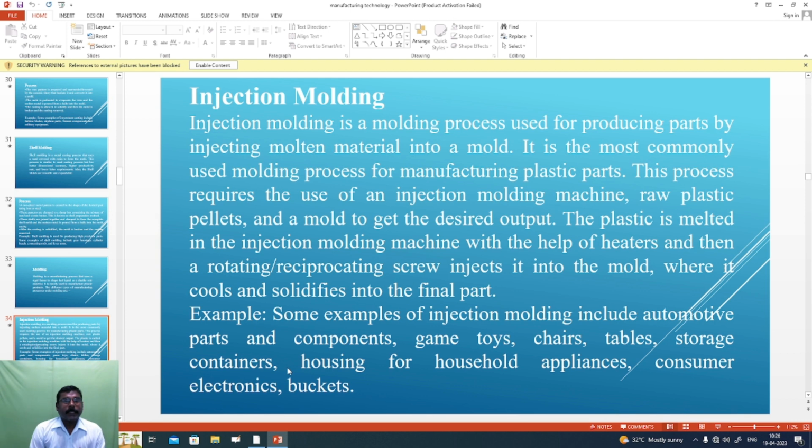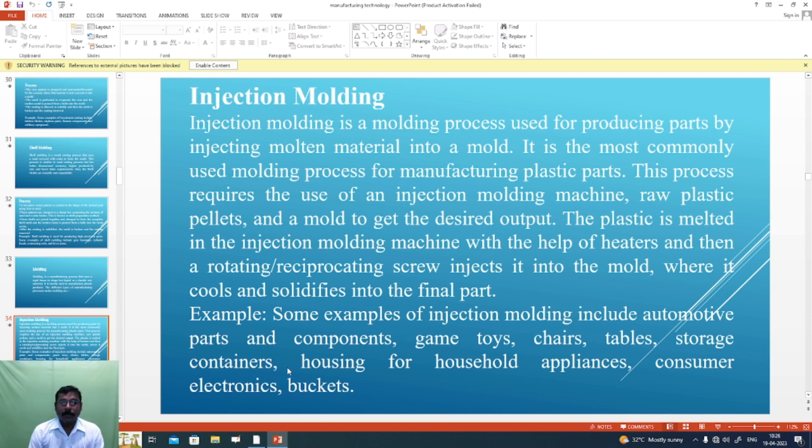Next one, injection molding. Injection molding is a molding process used for producing parts by injecting molten material into a mold. It is the most commonly used molding process for manufacturing plastic parts. This process requires the use of an injection molding machine.